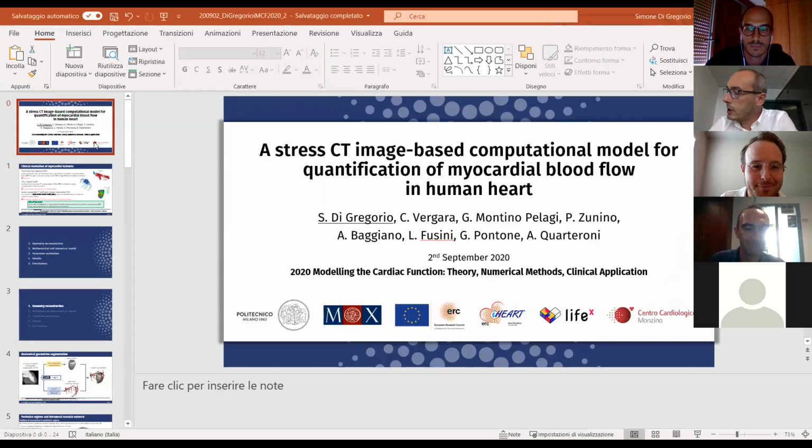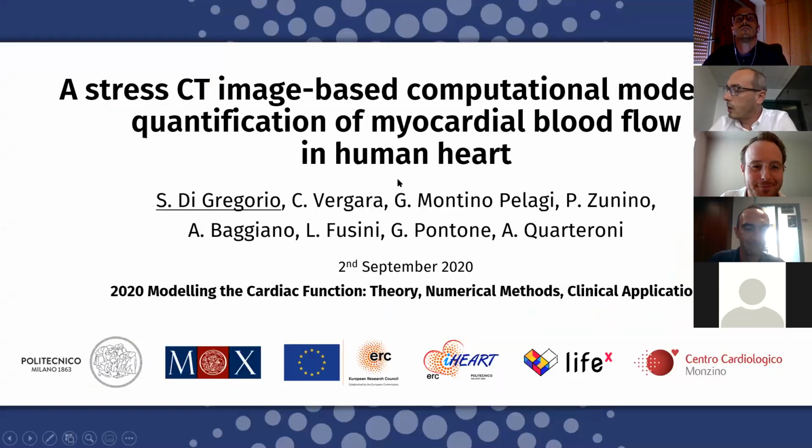Stress CT image-based computational model for quantification of myocardial blood flow in the human heart.